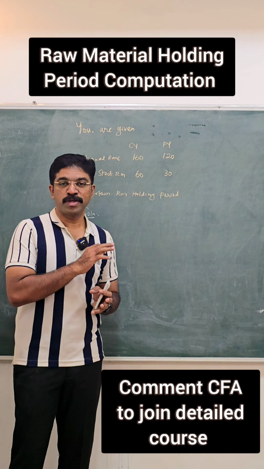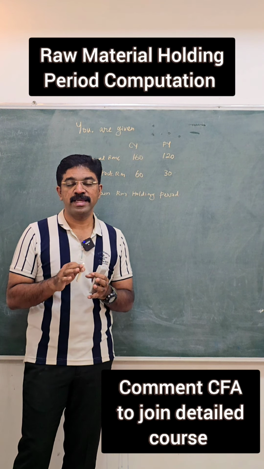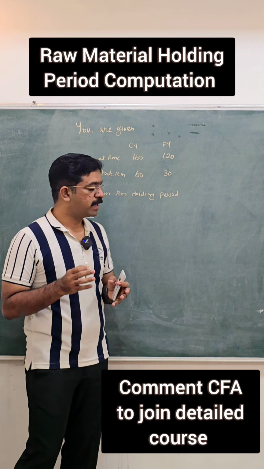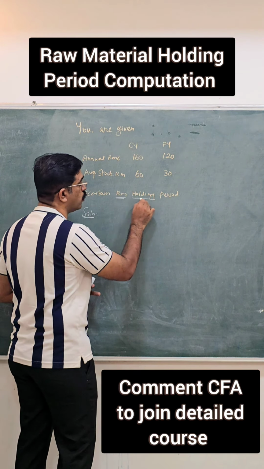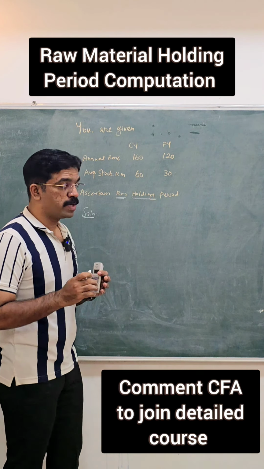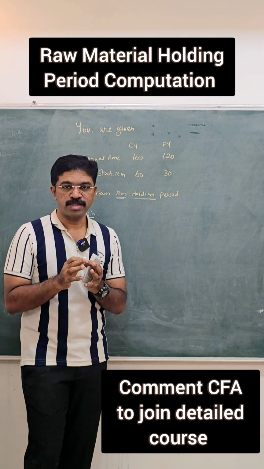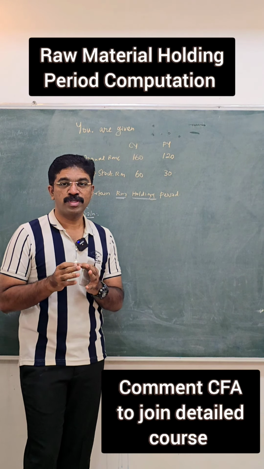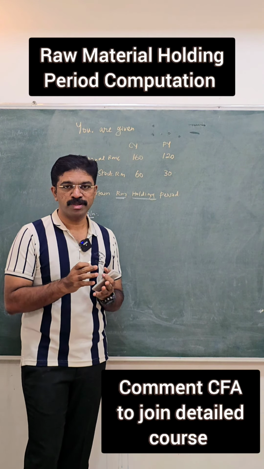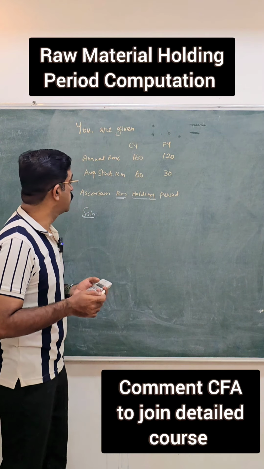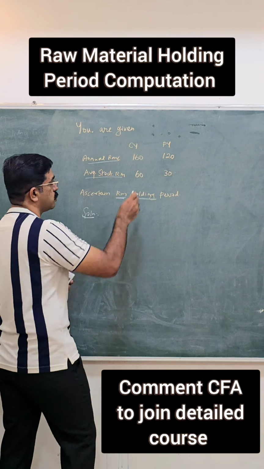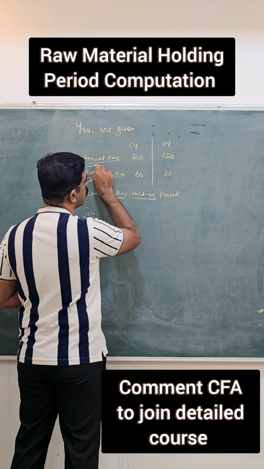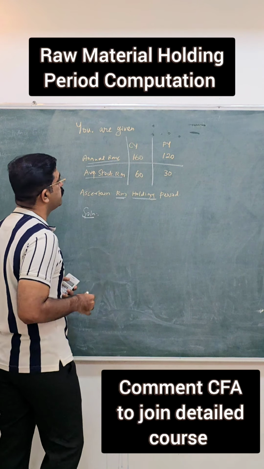You are given this information and you have to ascertain the inventory holding period, and here it is very specific. You have to ascertain the raw material holding period. If you want to ascertain the raw material holding period, you need information about the annual raw material consumption and the raw material in stock. And yes, you have both the information, raw material consumption and stock, and you are given information for the current year and the previous year.